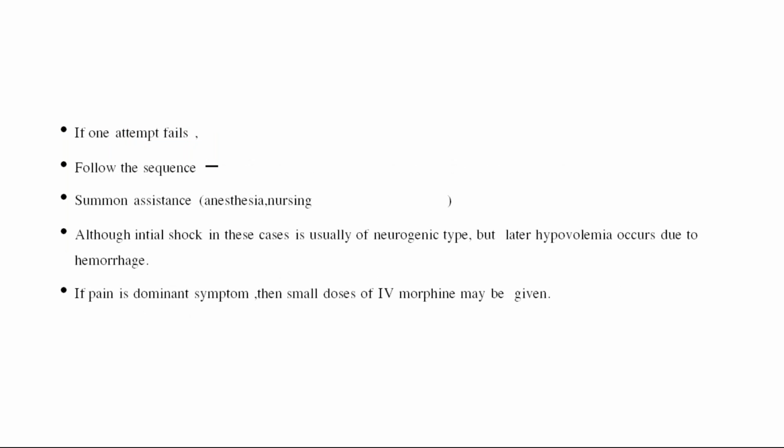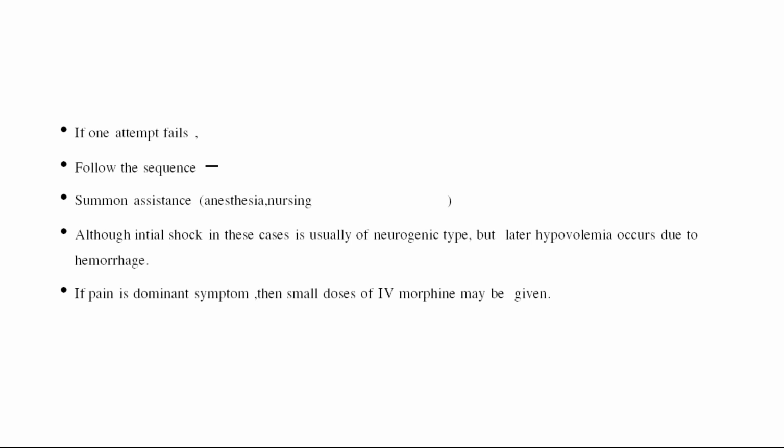Then what are the things we have to do? We have to give anesthesia. If one attempt fails, we can go for the next step. Always call for help. In these cases, don't take it for granted that you can do it alone. Always take the help of an anesthetist, nursing staff, and if possible, even your colleague also. The initial shock should be neurogenic type, we have to improve it.